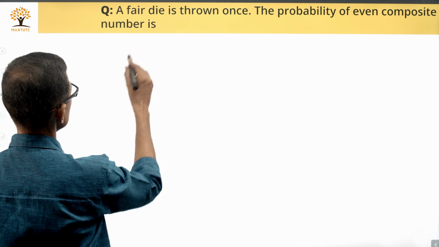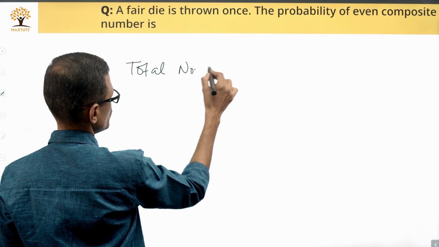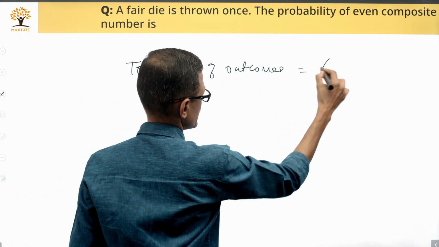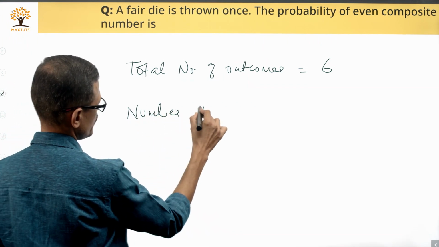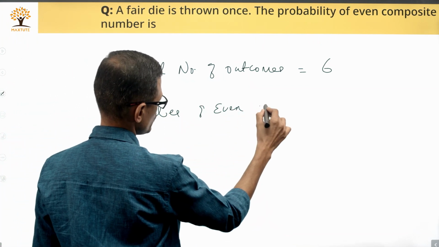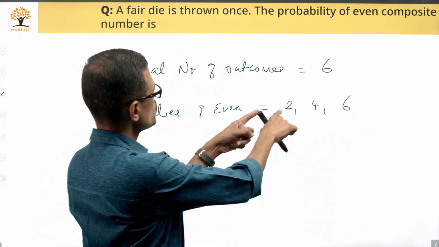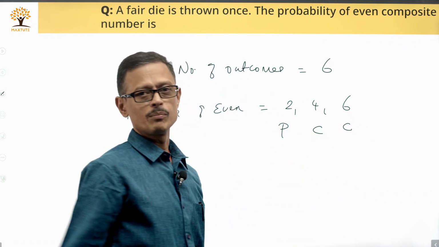When you throw a die once, the total number of outcomes is equal to 6. Number of even numbers when you roll a die are 2, 4, 6. Is 2 a composite number? No, 2 is a prime number. 4 and 6 are actually the composite numbers.